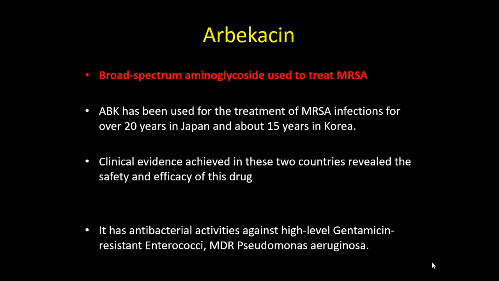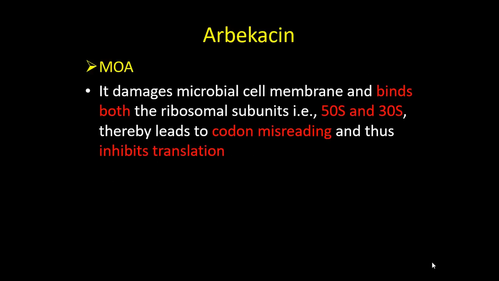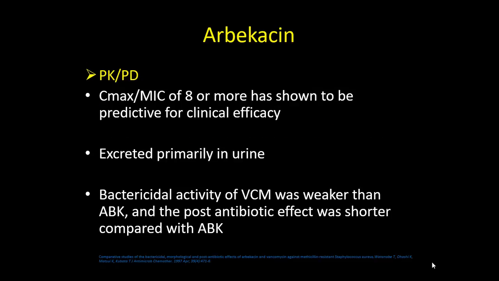Another important medication is arbekacin. Arbekacin has been used for the treatment of MRSA infection in both Japan and South Korea for almost 15-20 years, and it has proven effectivity with MRSA and is recently getting approval in other countries also. It has antibacterial activity against high level gentamicin resistant enterococci and MDR Pseudomonas aeruginosa also. Mechanism of action, it binds to both ribosomal subunits 50S and 30S, leading to decreased translation. Concentration dependent killing, excreted primarily in the urine.